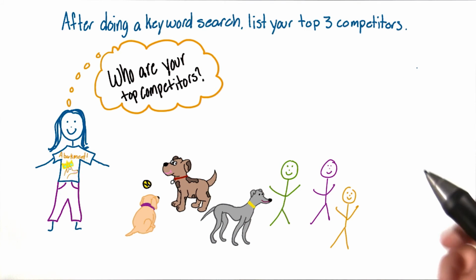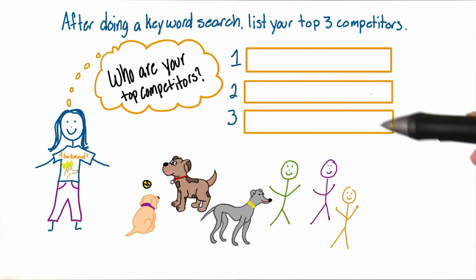Now, if you don't have an app idea, feel free to use Abarkment, but don't use the competitor examples we already talked about. Insert the competitors' names in these 3 boxes.